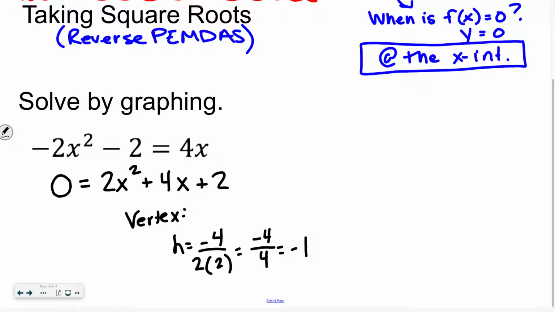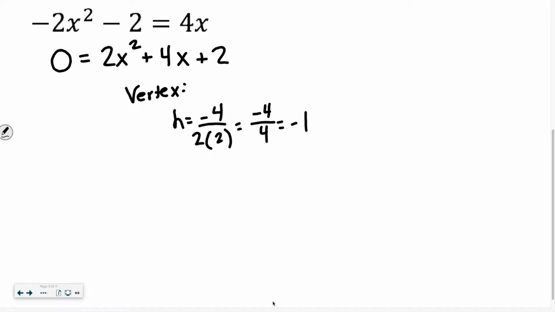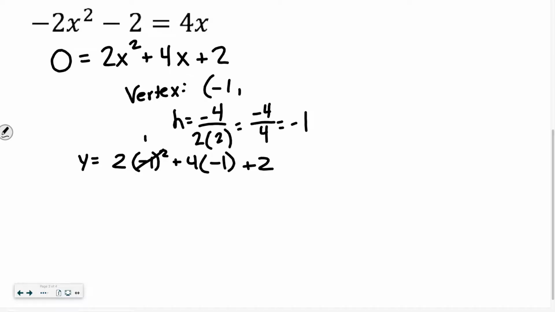Okay. So we've got the x coordinate of our vertex. How would we get the y coordinate of our vertex? Plug it back in. So y equals 2 times negative 1 squared plus 4 times negative 1 plus 2. Take your time on this. You have to do the exponent first. Negative 1 squared is positive 1, times 2, so that's 2 minus 4 plus 2. What do we get? 0?